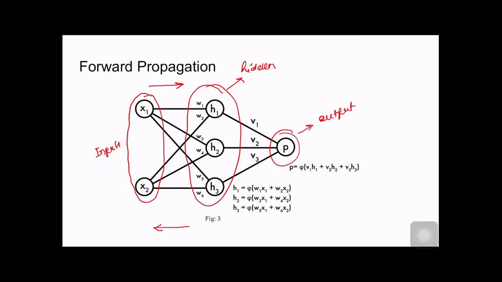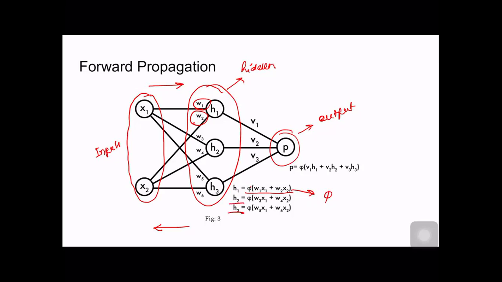So let's get into how do we get the values of H1, H2, H3 and P, right? So as you can see, X1 is connected to H1 with the weight W1, and X2 is connected to H1 with the weight W2. So H1 is basically nothing but W1 X1 plus W2 X2. And we are feeding this to a function called phi. So it's very important here to know that phi is a nonlinear function, and these phis are called activation functions. Activation functions play a very important role in the learning of a neural net. We'll get back to what happens if these phis do not exist, or if they are not there in this equation, right? So similarly we find H1, H2, and H3.